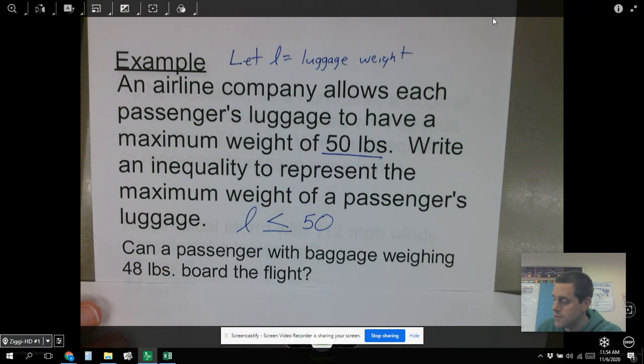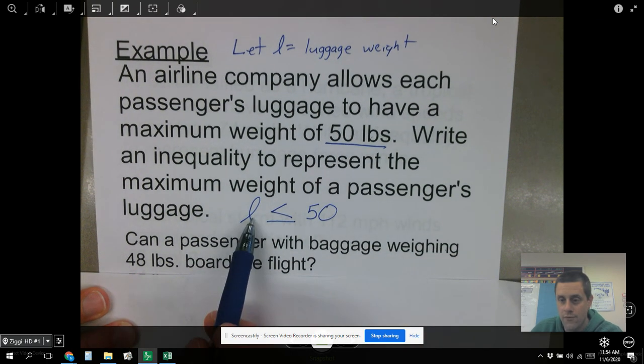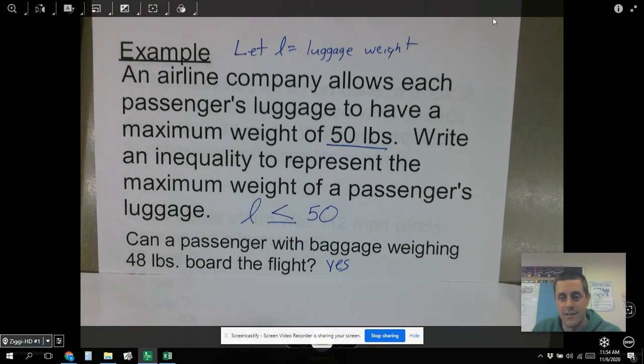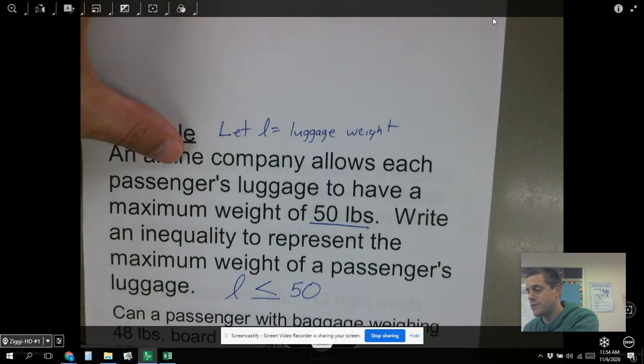So a couple questions here. Can a passenger with a bag weighing 48 pounds board this flight? Well, is 48 less than or equal to 50? Yes, it is. It is a solution to this situation.